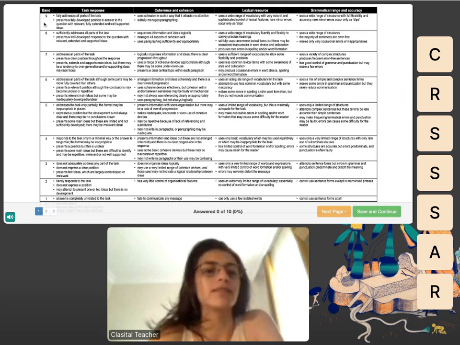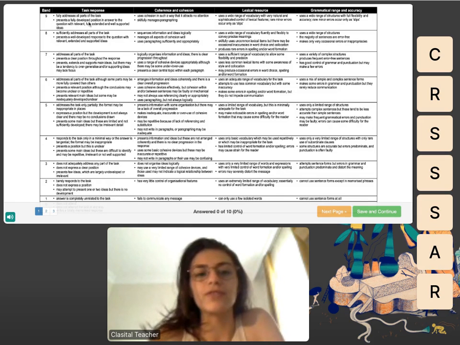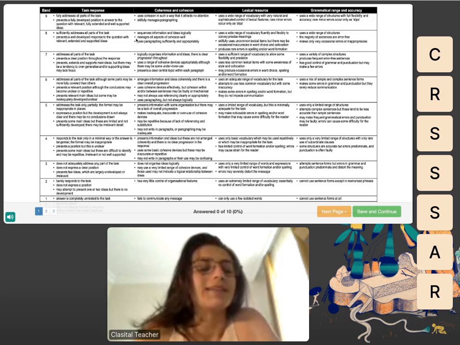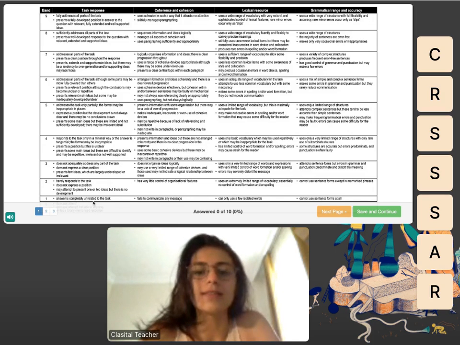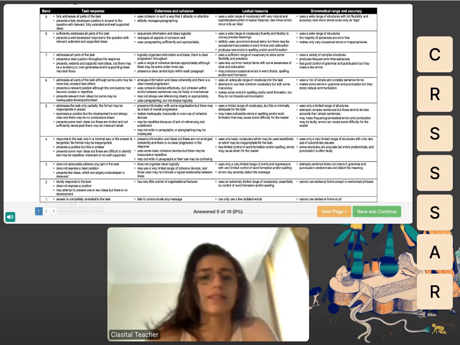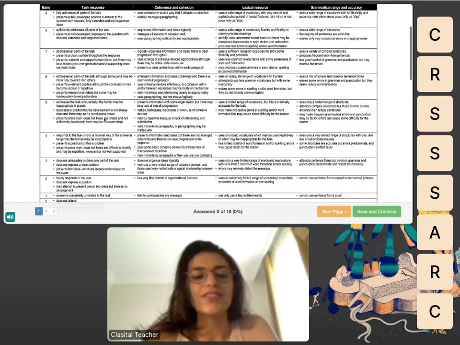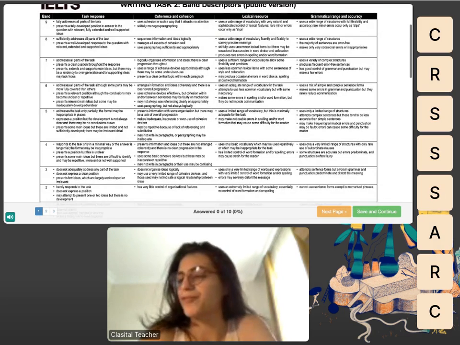For example, for band 9, you need to fully address all parts of the task, present a fully developed position in answer to the question with relevant, fully extended, and well-supported ideas. And yeah, so these go like this. You can find this anywhere because this is publicly given by IELTS. Any questions about the band scoring before we start?